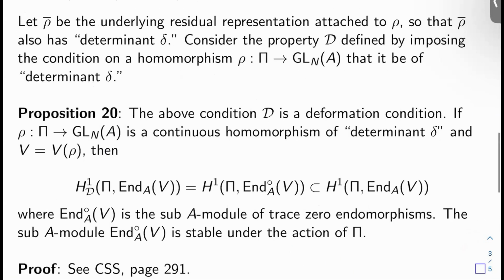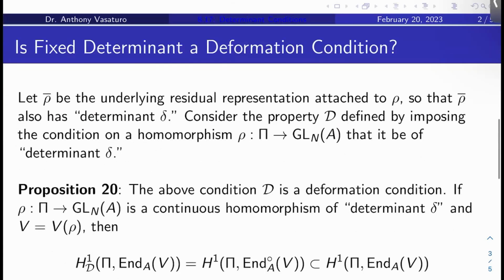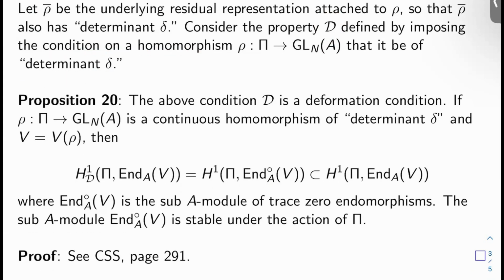So is fixed determinant a deformation condition? That's the main question of this talk today. So let's let ρ bar be the underlying residual representation attached to ρ, so that ρ bar also has determinant δ by the above. Consider the property 𝒟 defined by imposing the condition on a homomorphism ρ from π to GL_n of A that it be of determinant δ. So proposition 20, the above condition 𝒟 actually is a deformation condition in the sense of this chapter.